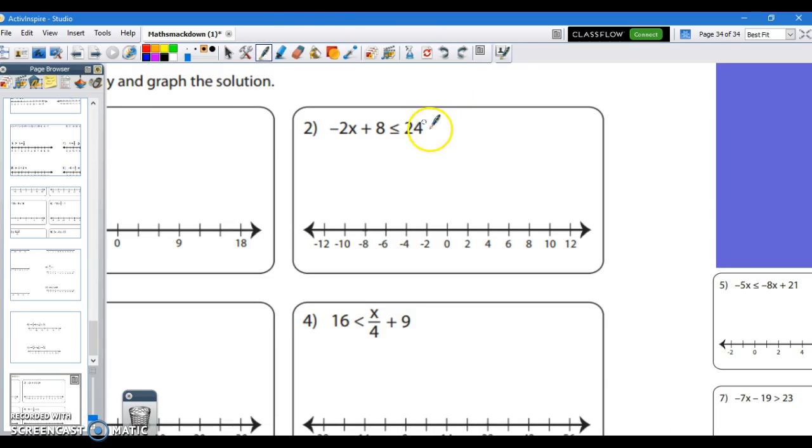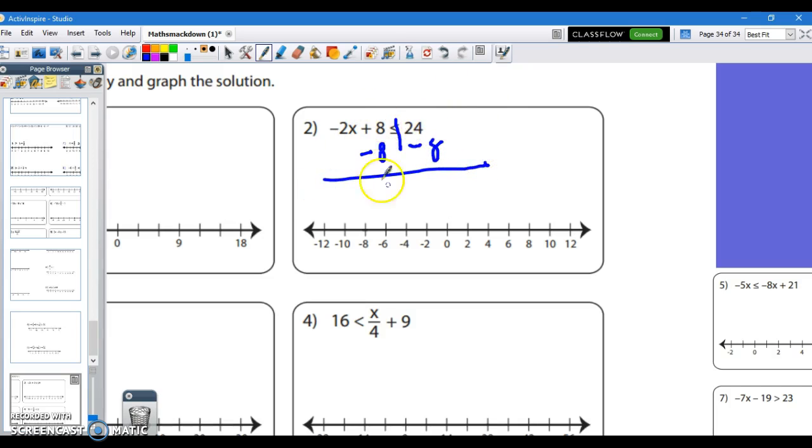Okay, so let's look here. This is how you can tell if you're going to multiply or divide by a negative number. Look at that. Eventually, after I get rid of this 8, I'm going to end up dividing by a negative 2. Remember, in order to flip the sign, you have to be multiplying by a negative or dividing by a negative. So let me explain again. Let's go ahead and solve, as usual. Remember, get rid of the 8 first.